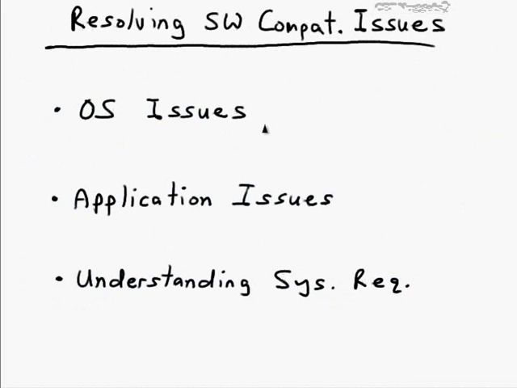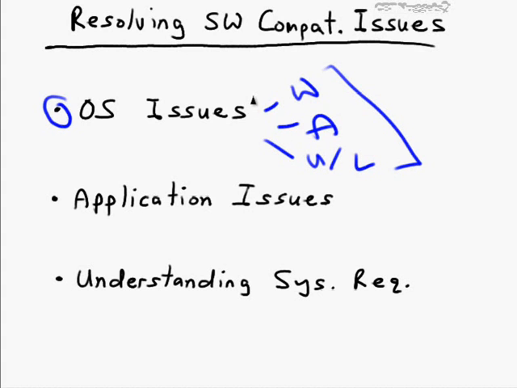Resolving software compatibility issues review. Boy, we covered a lot of ground in this nugget, didn't we? Some of it was review, but some of it was brand new information. We looked first at OS issues. We looked at Microsoft Windows, Apple Mac OS X, as well as Unix Linux. I hope you have a nice holistic idea of how to resolve compatibility issues globally, regardless of the operating system, and then specific ideas for specific OS platforms.